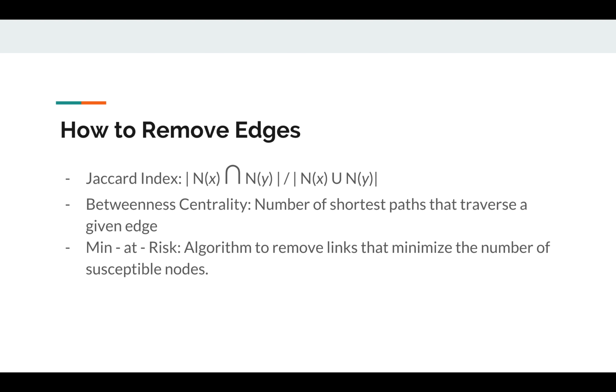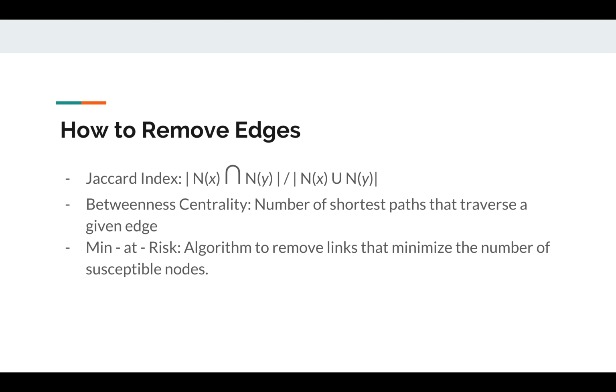So there are three methods that we implemented for removing edges in the graph. The first method we implemented removed edges with a low Jaccard index. We remove edges with a low Jaccard index because a low Jaccard index indicates a smaller number of common neighbors between the two nodes, which in turn means that we protect more nodes from the disease in case one of those two nodes becomes infected.